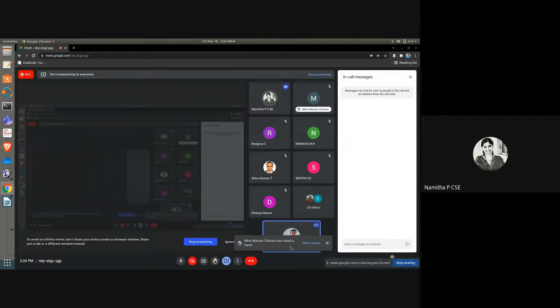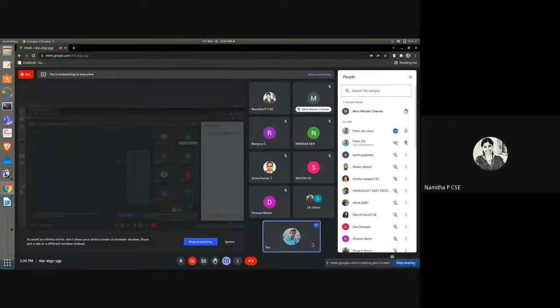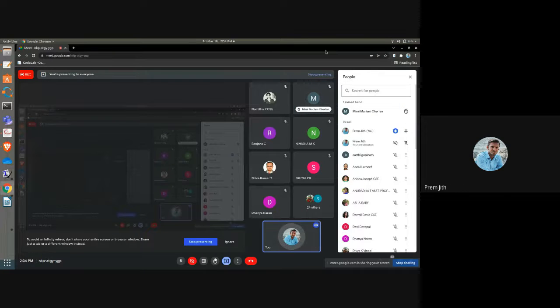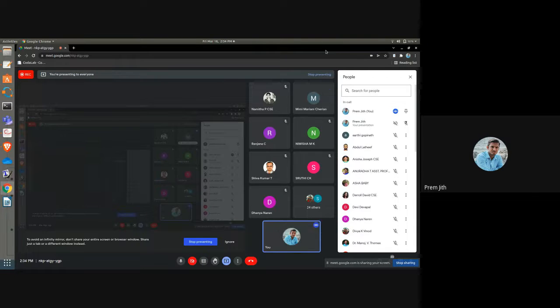Someone is asking something. Sir, I would like to ask a doubt. Is it possible to have LSTM with attention? Is it possible to have LSTM with the attention mechanism? Yeah, it is possible.